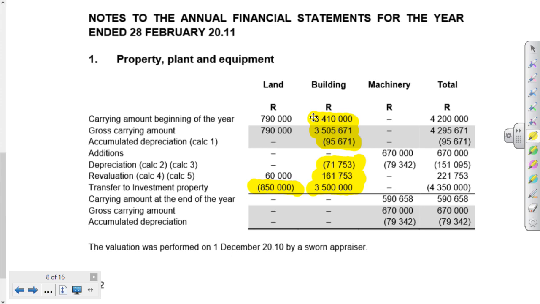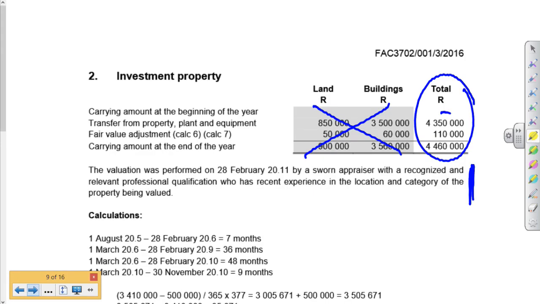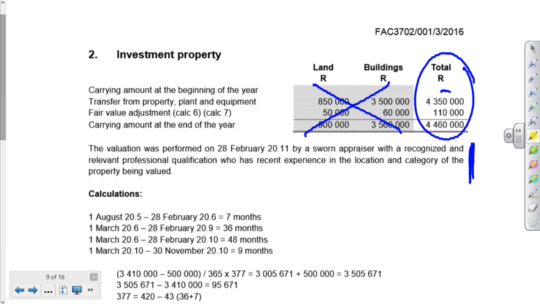We then look at the investment property note. The investment property note looks just like the PPE note. It has the same type of information, carrying amount at beginning, transfer, fair value. It's a movements note. It's got the movements in investment property. You'll see that they've put land and buildings columns here, grayed out. I think it's supposed to indicate workings, but I wouldn't do that in the exam at all.